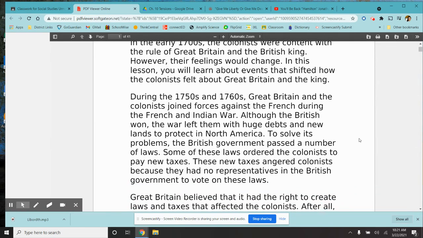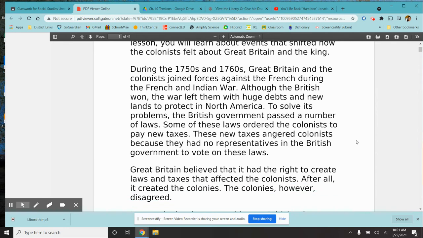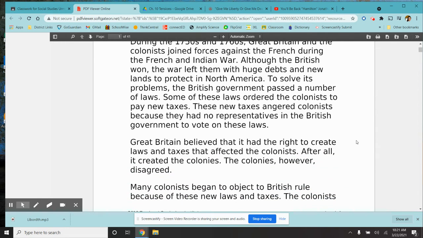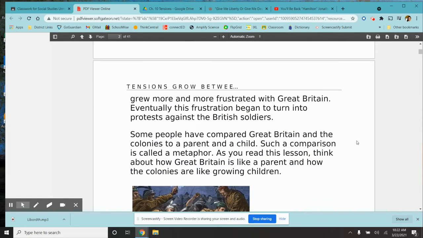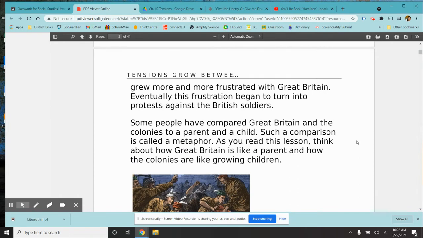These new taxes angered the colonists because they had no representatives in the British government, which is called Parliament, to vote on these laws. Great Britain believed that it had the right to create laws and taxes that affected the colonists. After all, it created the colonies. The colonies, however, disagreed. Many colonists began to object to British rule because of these new laws and taxes. The colonists grew more and more frustrated with Great Britain. Eventually, the frustration began to turn into protests against the British soldiers.